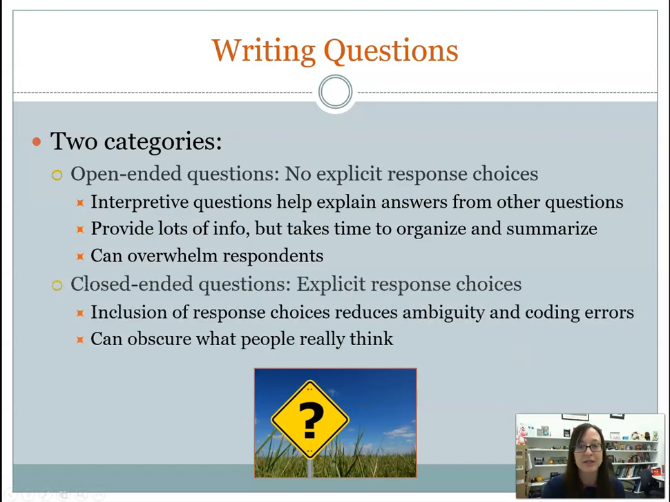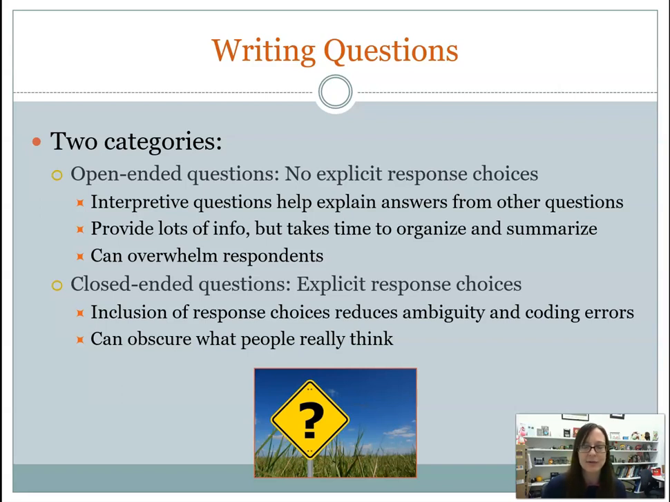But closed-ended questions are used a lot more commonly. They're the explicit response choices, so things like yes or no questions, multiple choice questions, or put-yourself-in-a-box questions, like what age category do you fall in, and you tick a box. Those are closed-ended questions, and the great thing about them is that they make coding and using the information you get in as the researcher way, way, way easier.